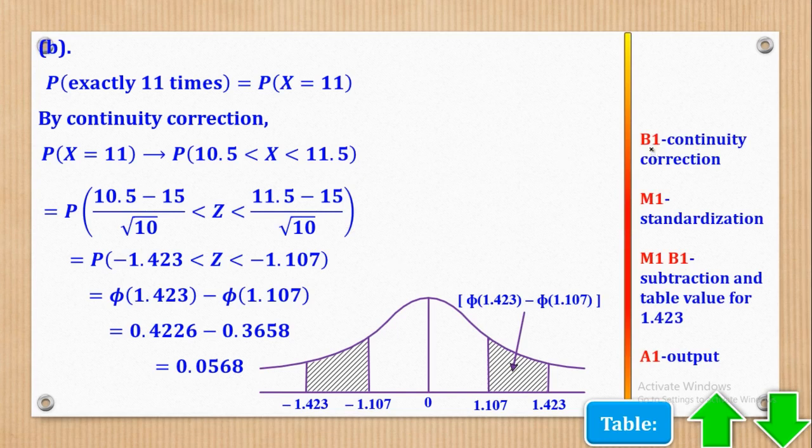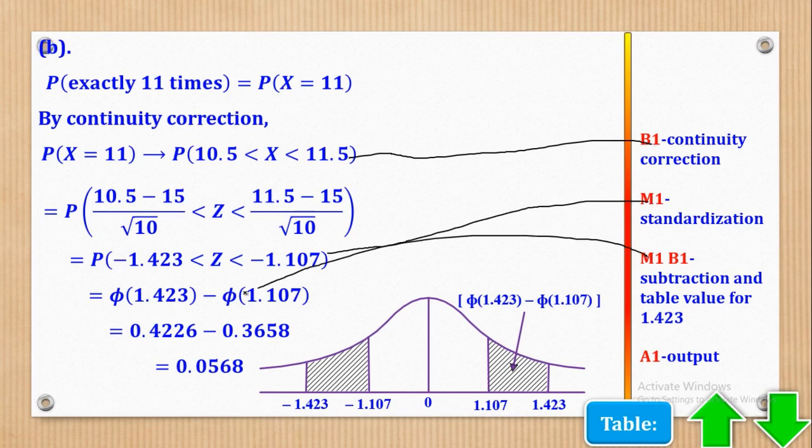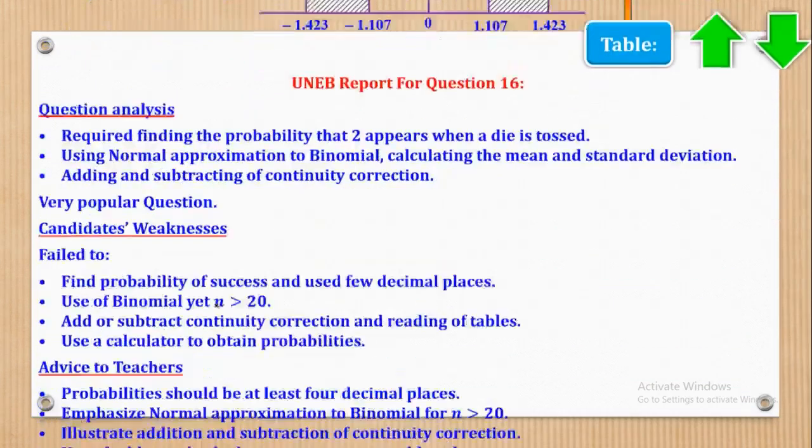So in this part, B1 was for continuity correction, M1 was for standardizing, B1 was for this, M1 was for this subtraction, and this B1 was for this table value for 1.423, and A1 was for this output.